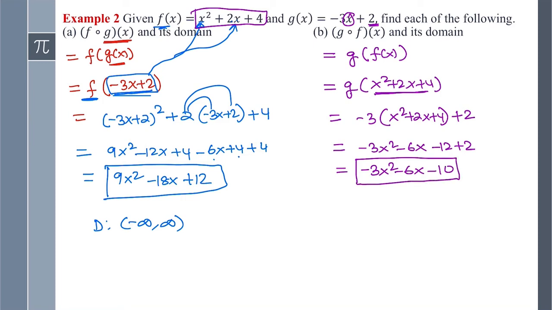And the domain again, these are real numbers. This is a polynomial function. There's no restriction in the domain of f of x, and there's no restriction in the domain of g of x. So the domain is just all real numbers, okay?